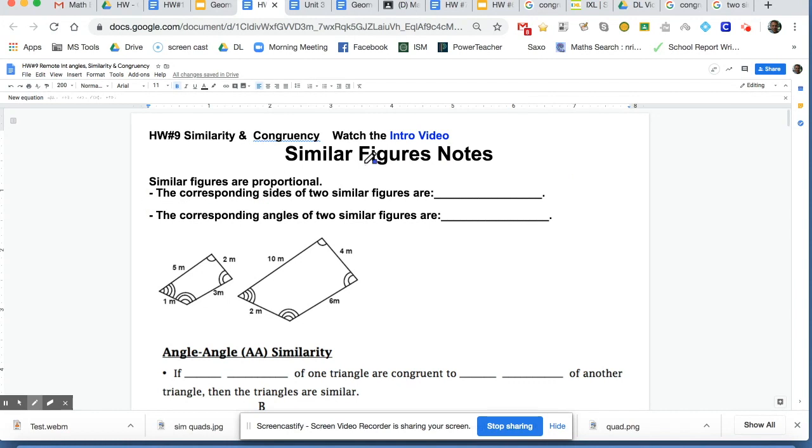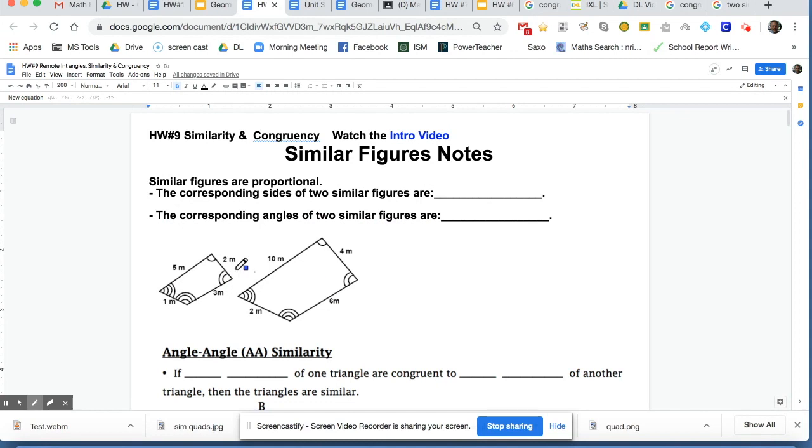So earlier in this unit, we looked at dilations, and when we made dilations, we actually created similar figures because we could see that they were proportional. So a scale factor of 2 just doubled everything and the proportions remain. So with similar figures, the corresponding sides of the two similar figures are proportional, and the corresponding angles of the two similar figures are congruent.